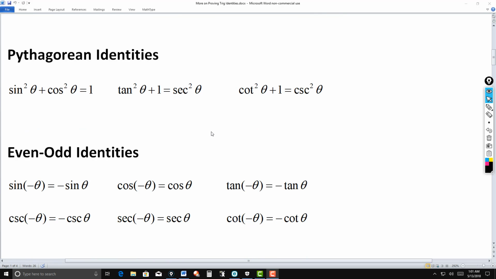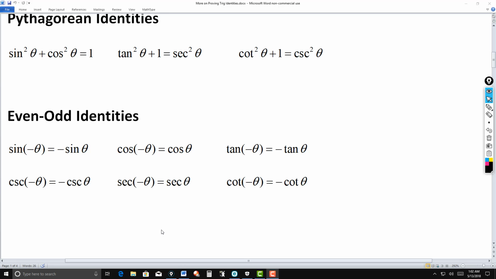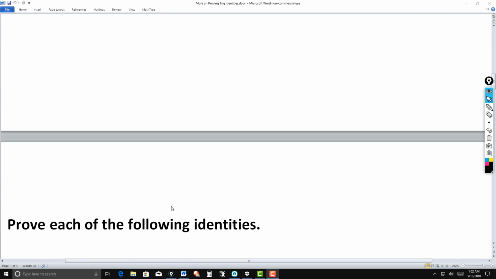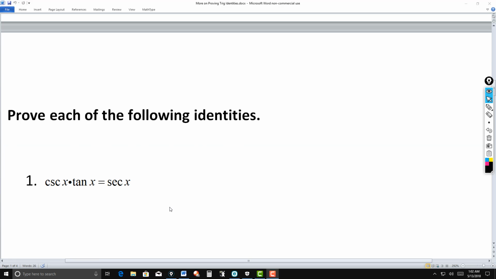Then you have your even-odd identities. I mentioned last time that the cosine function and the secant function are even and the others are odd. Even functions have graphs that are symmetric with respect to the y-axis, and odd functions have graphs that are symmetric about the origin. In the last video, I looked at proving these right here.